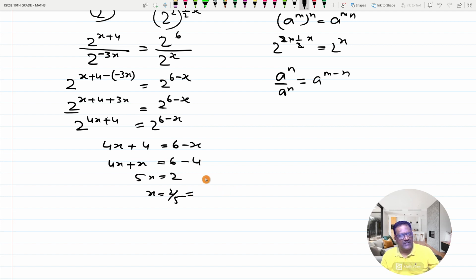And 2 upon 5 in decimal form, I suppose it should be 0.4 if I am not mistaken. 2 divided by 5 is equal to, yeah, it is 0.4. So the answer for this sub-question of question number 5 happens to be 2 by 5 or 0.4.